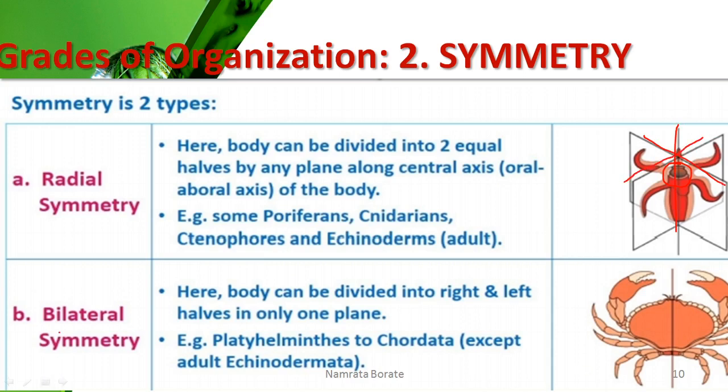The second one is bilateral symmetry. The body can be divided in one vertical plane of division. It shows two equal parts, that's the right and the left. Both the halves are similar. So that way it is called bilateral symmetry. It is observed in platyhelminthes to chordata.